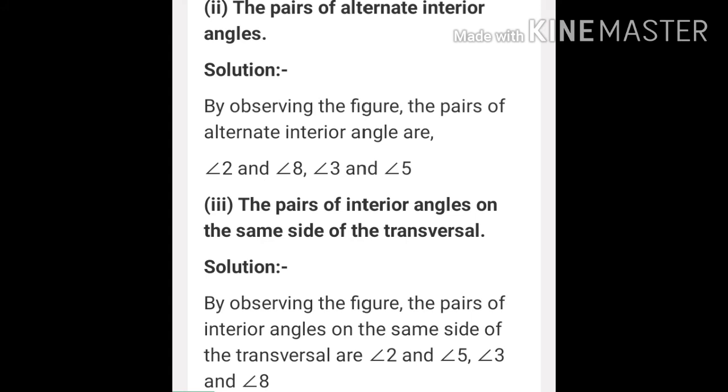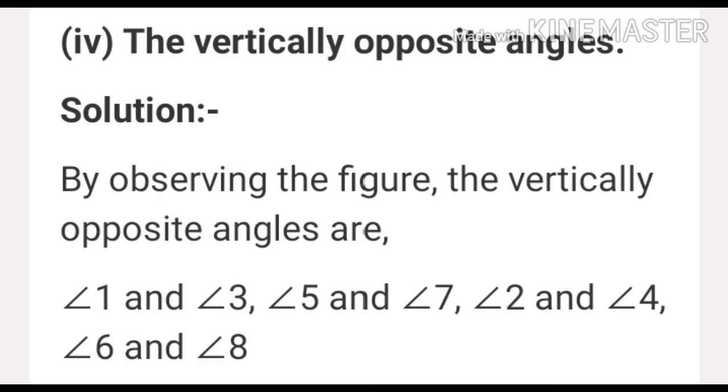Second, the pair of alternate interior angles. By observing the figure, the pair of alternate interior angles are 2 and 8 and 3 and 5. Third, the pair of interior angles on the same side of the transversal. Again, same type of question. By observing the figure, pair of interior angles on the same side of transversal are 2 and 5 and 3 and 8. And you can easily do it once you understand the way of identifying the angles.